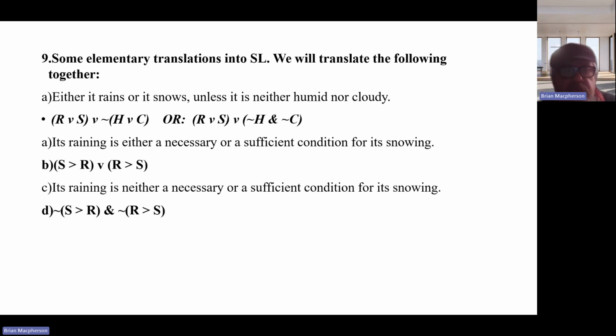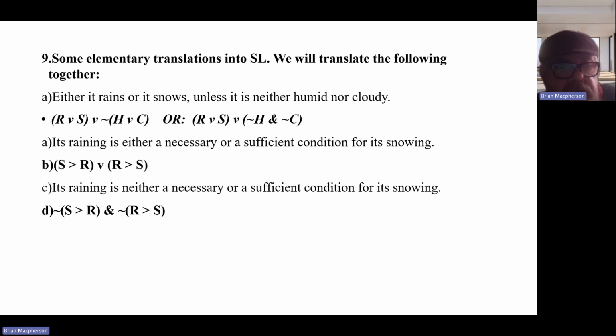Let's look at: it's raining is either a necessary or a sufficient condition for it snowing. So that means then that either S then R or R then S, right? So raining as a necessary condition would be S then R. Raining as a sufficient condition would be R then S, and we connect those two using an or.